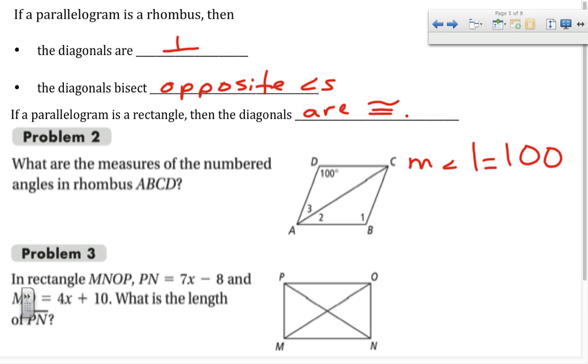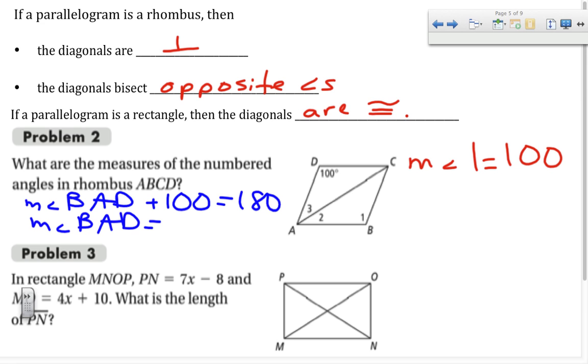Mariah? Okay. What is this x that you're referring to? Say that again? Angle 2 by itself? No. Angle BAD plus 100 will have to equal 180. Notice that they're consecutive angles of the parallelogram. So I know that the measure of angle BAD is 80.